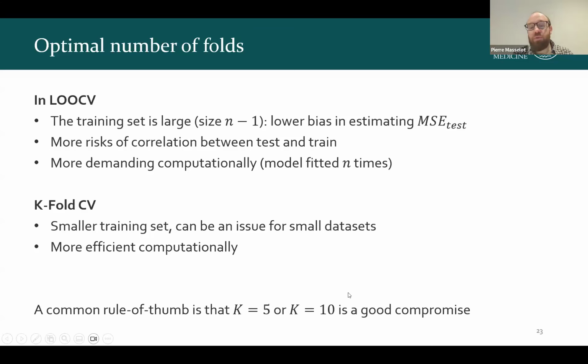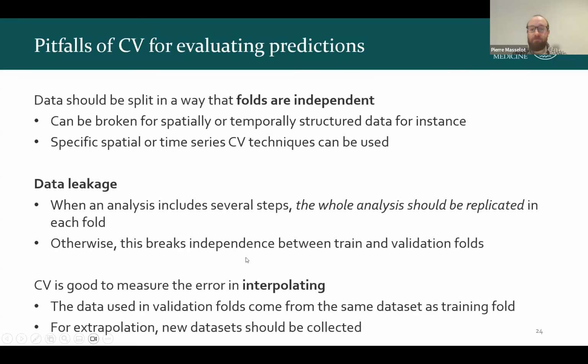But as a good rule of thumb, to be honest, that I go with, in most instances taking k equal 5 or k equal 10 will be a good compromise. k equal 10 means that each time we will train your model on 90% of your data, which allows for a good picture of your actual MSE, the generalization MSE.